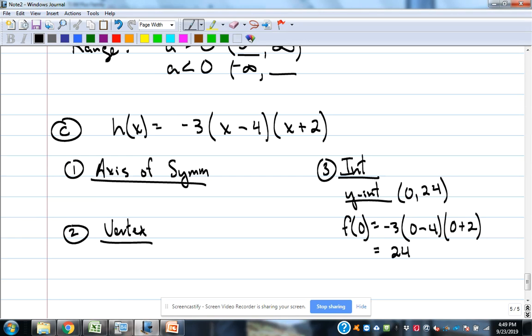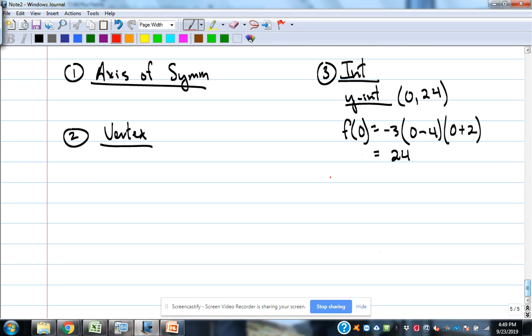Okay. The x-intercepts, because it's in intercept form, the x-intercepts should be the easiest thing we have. When it was in vertex form, the vertex was the easiest thing we had. In standard form, the y-intercept was the easiest thing to have. It's really not that hard no matter what. So with x-intercepts, we're taking that problem, -3 parentheses x minus 4 parentheses x plus 2, and we're setting that whole thing equal to 0.